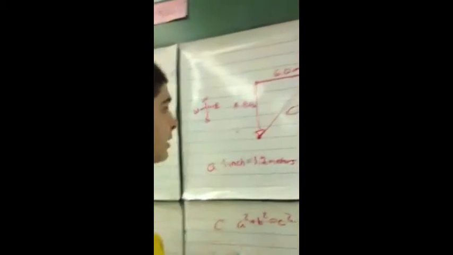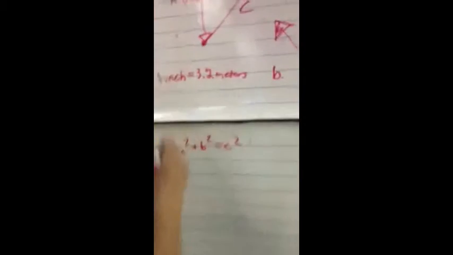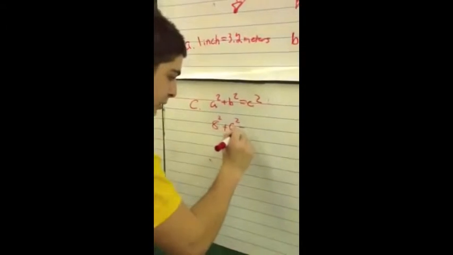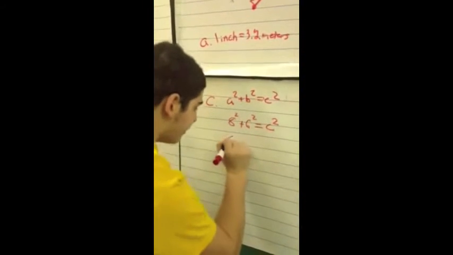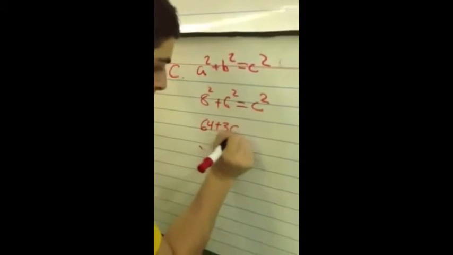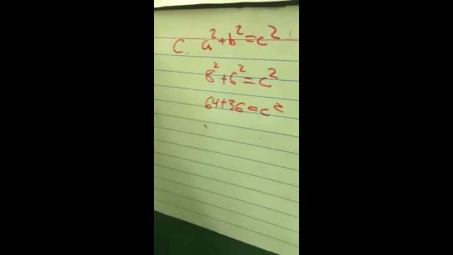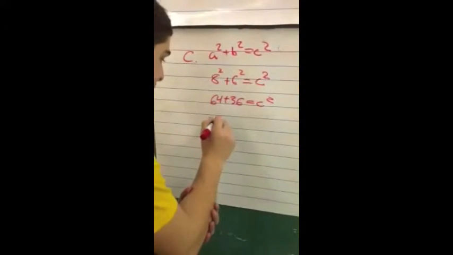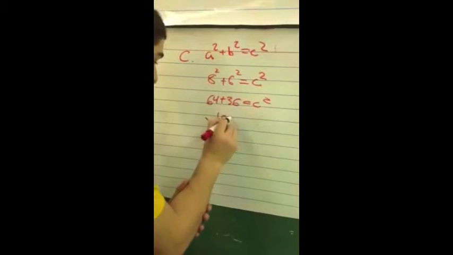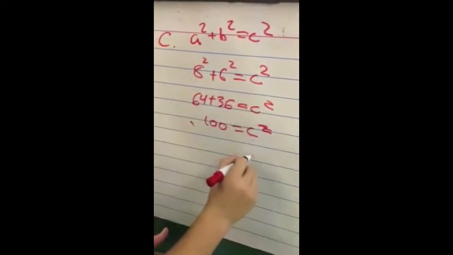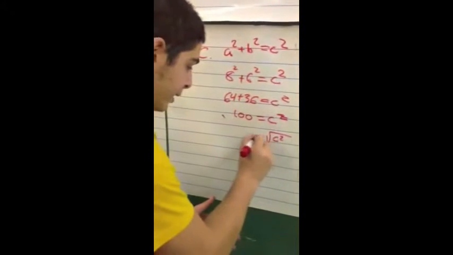So let's just say that the a value is 8 meters and the b value is 6 meters. So you would plug in for those numbers. 8 meters squared plus 6 meters squared gives you c squared. You get 64 plus 36 is equal to c squared. Then you add these together, you get 100 is equal to c squared. You find the square root of each of these values.